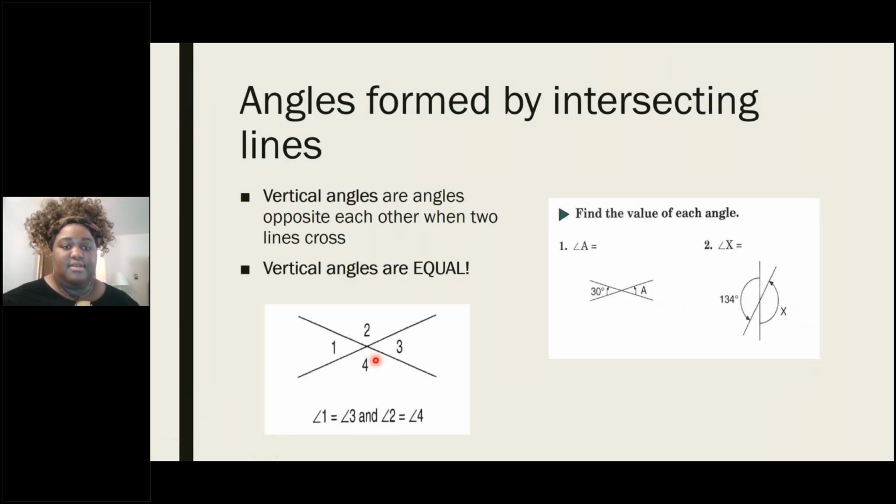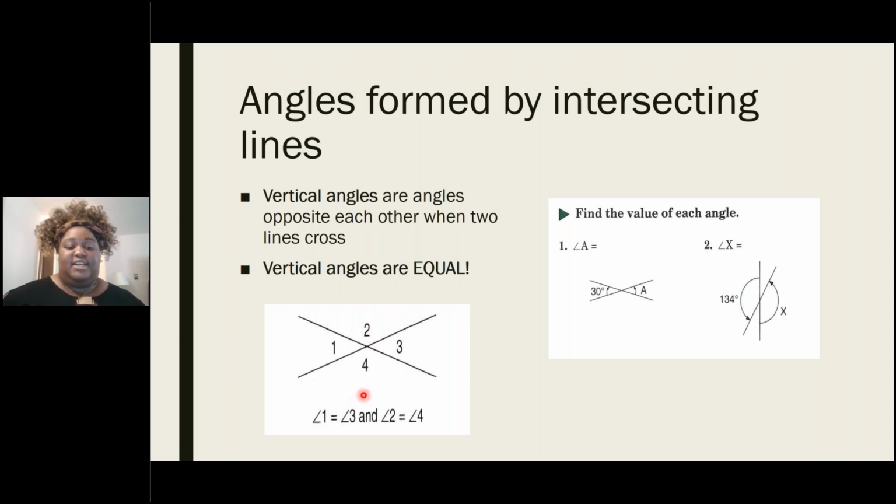Okay. So the next section is angles that are formed by intersecting lines. So we have lines that are crossing each other. We are forming vertical angles. Vertical angles are angles that are opposite each other when those two lines cross. And it's important to remember that vertical angles are equal to each other.